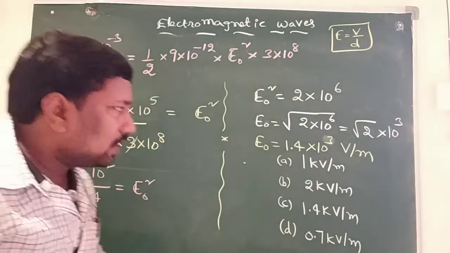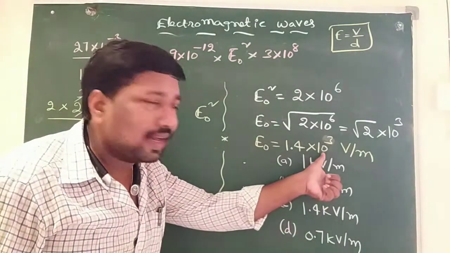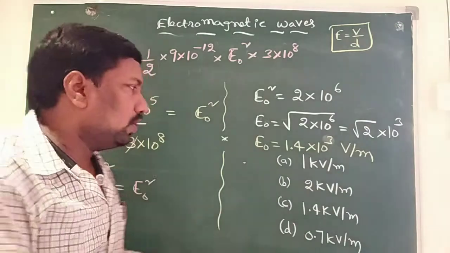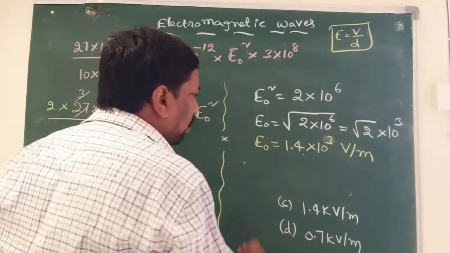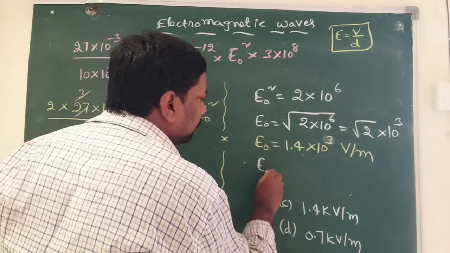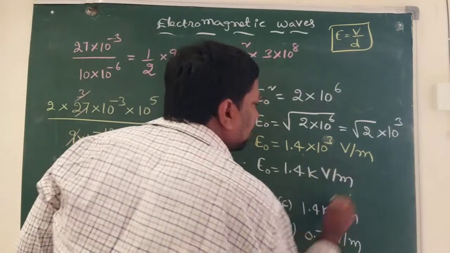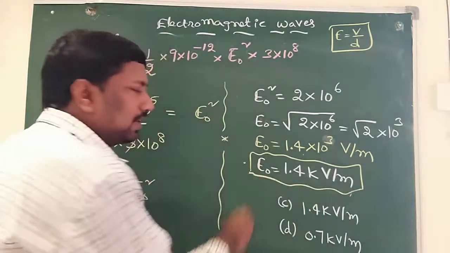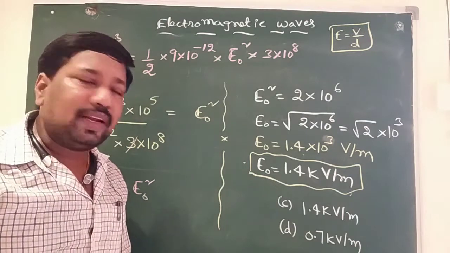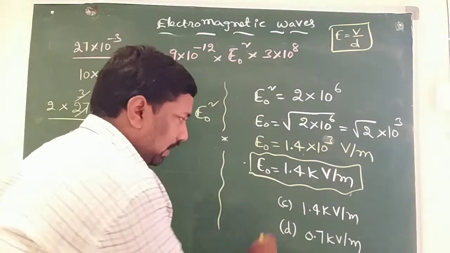In this case the answer is in terms of kilovolts, since 10 cube is the kilo. Therefore the answer is 1.4 kilovolt per meter. This is the final answer, where E naught is the maximum electric field intensity. So option number C is the correct option.